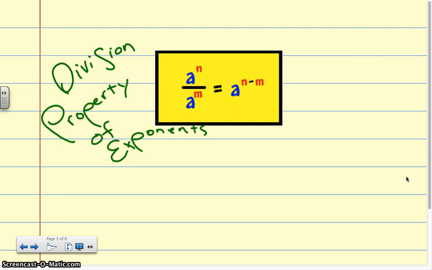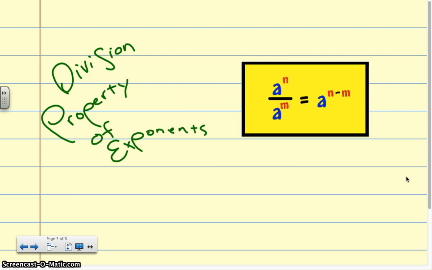So the division property of exponents allows us, if we're given a quotient, a division, a fraction, as long as they're the same base, notice here the a and the a, they're the same base, I can just subtract their exponents. So a to the n over a to the m would be a to the n minus m. Just subtract the exponents. I don't know if you want to write that down, that all you do is subtract exponents.